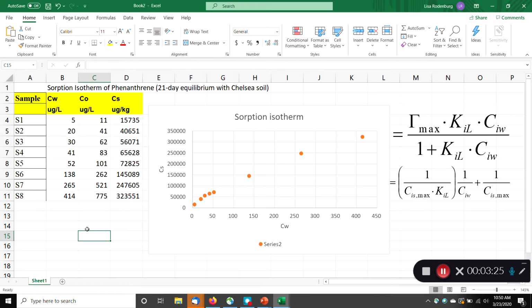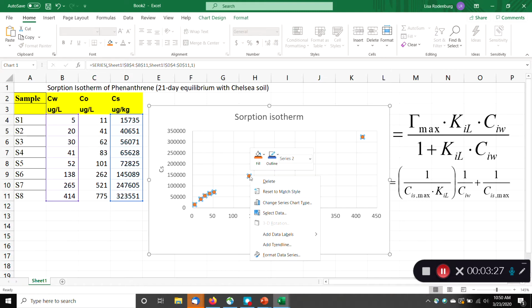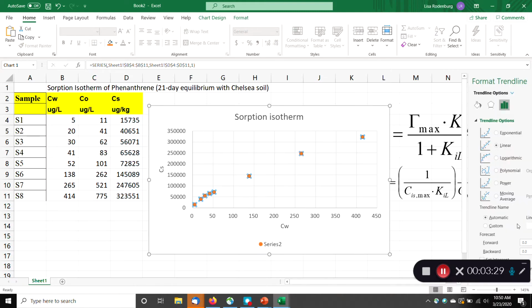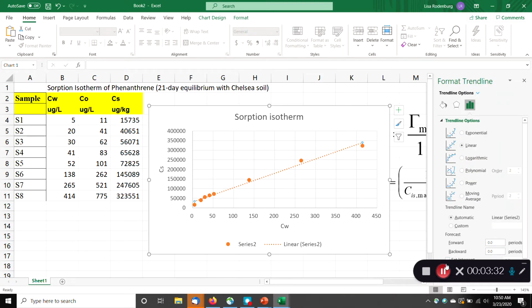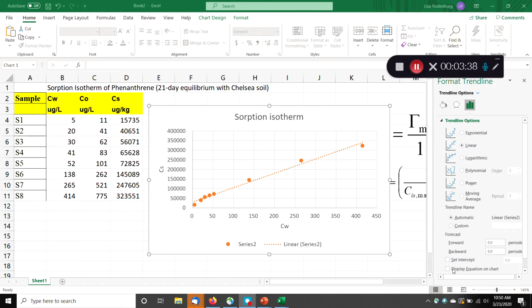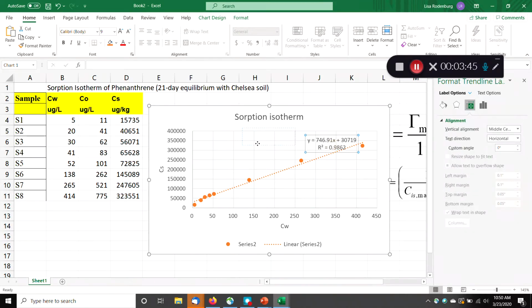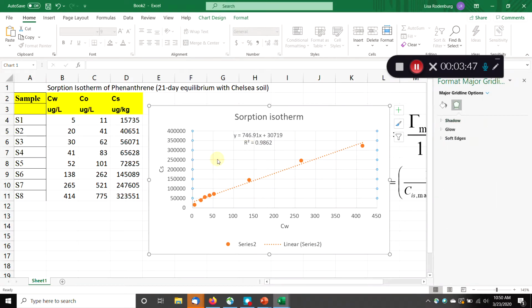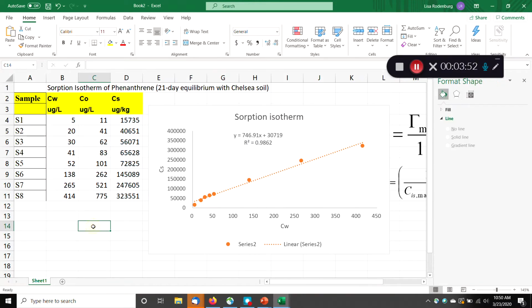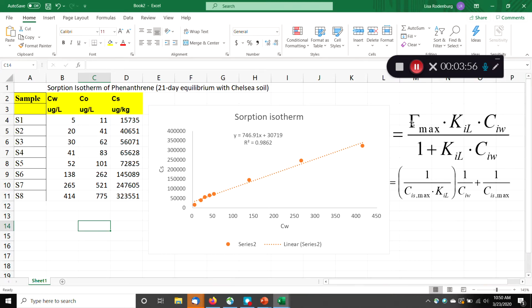Well, it looks kind of linear. One thing we could do is just right-click here and add a trend line. Okay, there we go. So we could display our equation and our R squared on the chart. So our R squared, if we assume this is a linear isotherm, would be 0.986, which is not bad. But when you're doing this stuff in the lab, you should get a really, really good R squared because you're doing it in the lab.